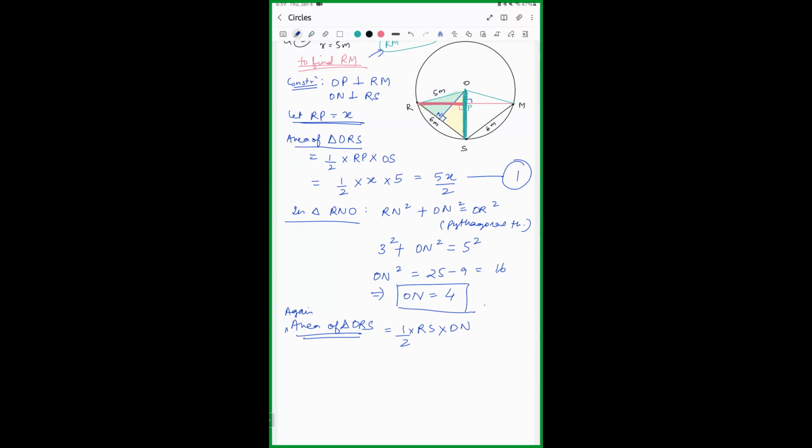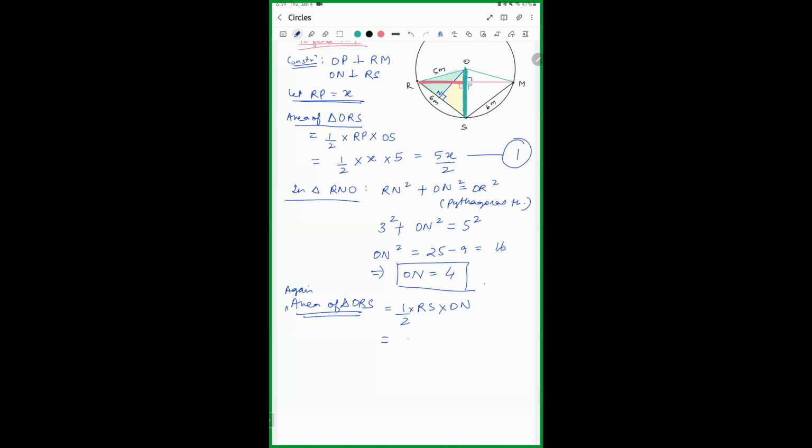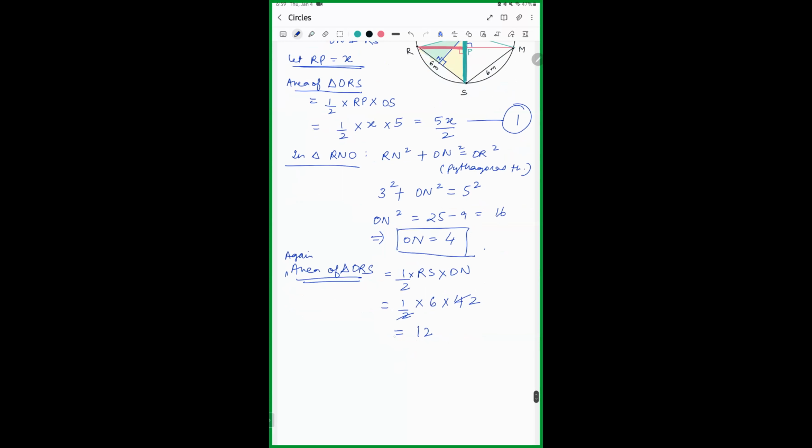Okay. So half RS into ON. RS is how much? We know that it is 6. And ON we just now found. So it is 4. So 2 fours are 8, and 6 twos are 12. Okay. So that means area of triangle ORS is equal to 12.